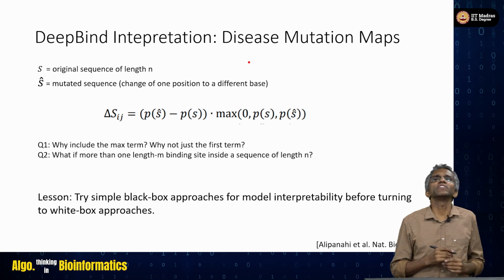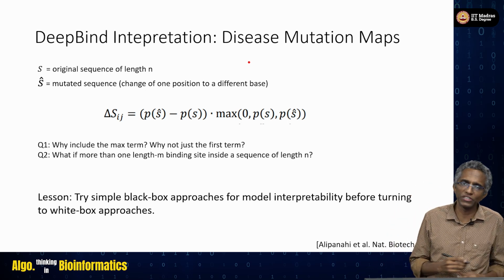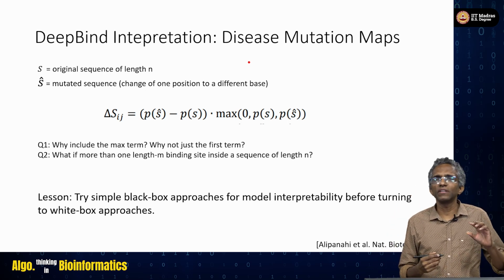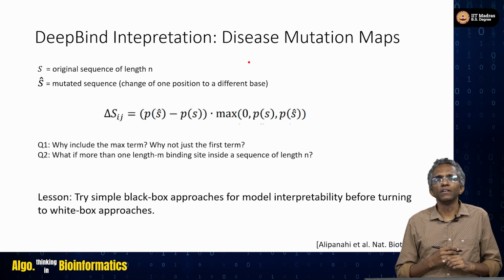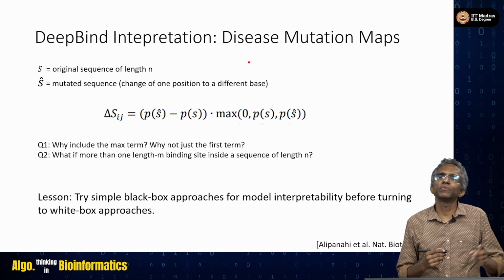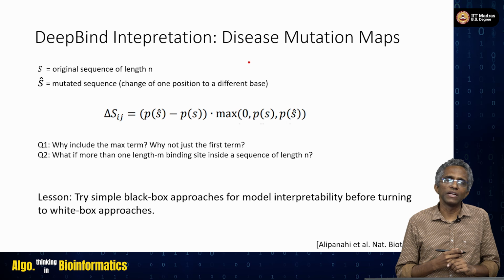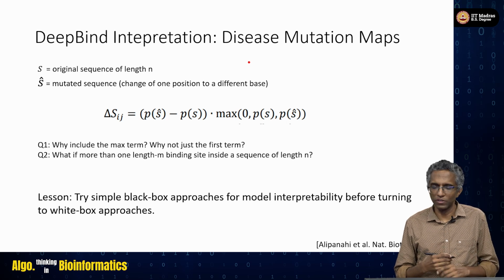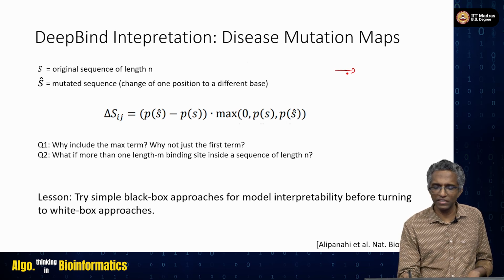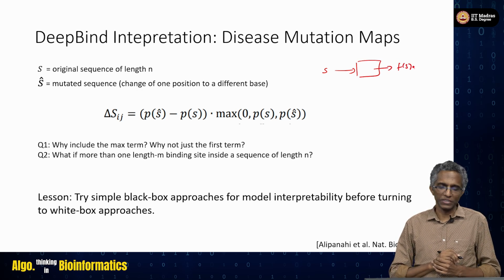And the final point in interpretation is something called a disease mutation map. This is a pretty nice mechanism to interpret what is happening and utilize the power of the DeepBind model. The DeepBind model basically says that given any S, there is this black box that will compute f of s and give you this prediction f of s.